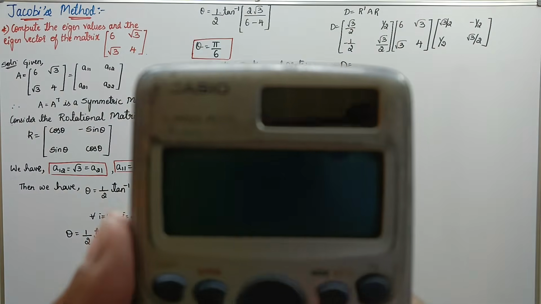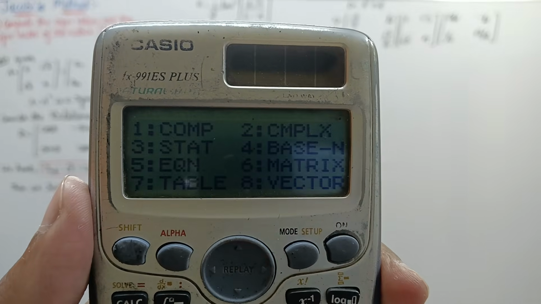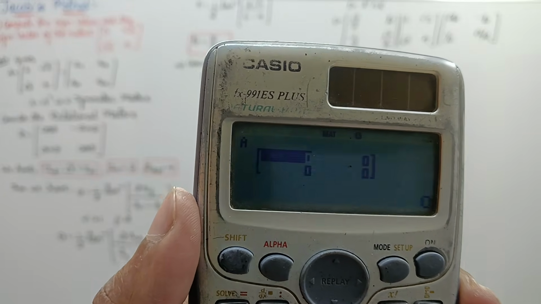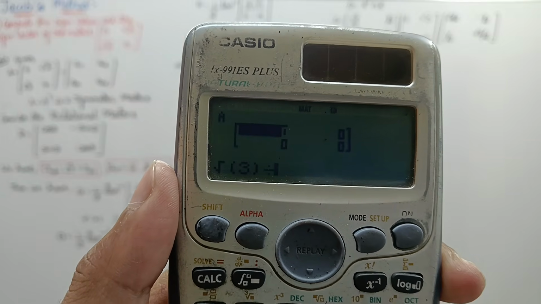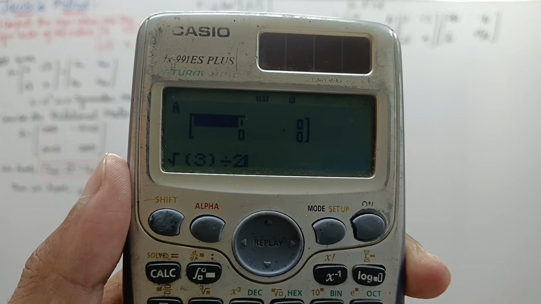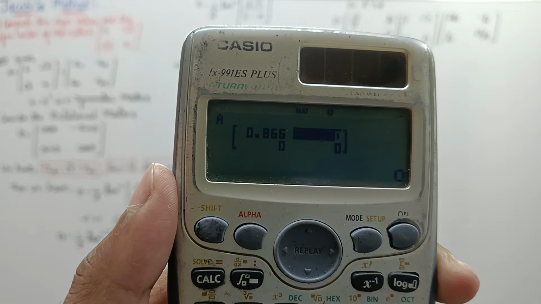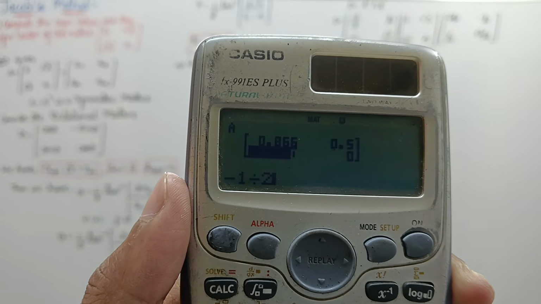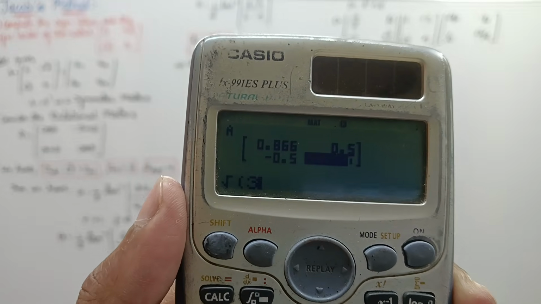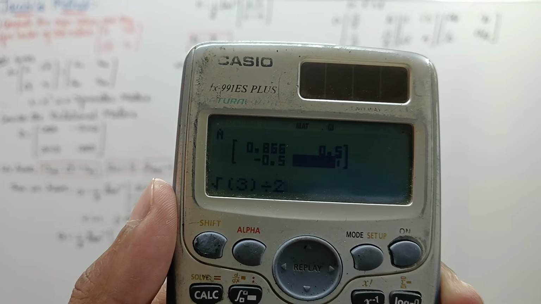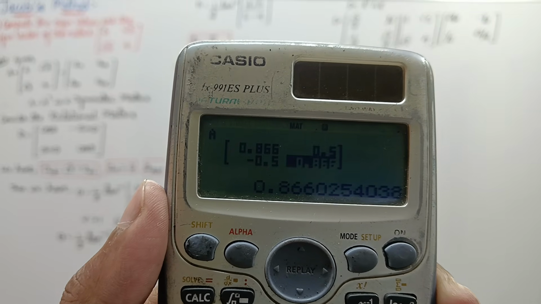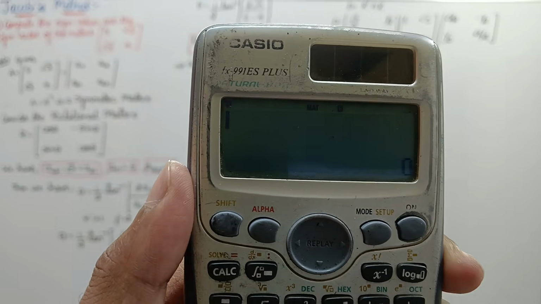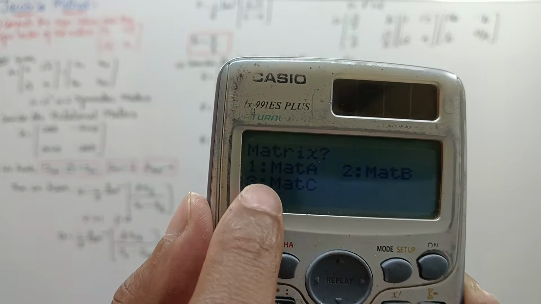Okay, take your calculator. Press mode setup, press 6, mat 1, order 2 cross 2. Enter root 3 divided by 2, press equals, use the brackets. Next 1 divided by 2 equals, minus 1 divided by 2 equals, root 3 divided by 2 equals. The condition is stored. After that, press AC, don't press anything else. Next again shift 4, press 2, mat A will be stored.